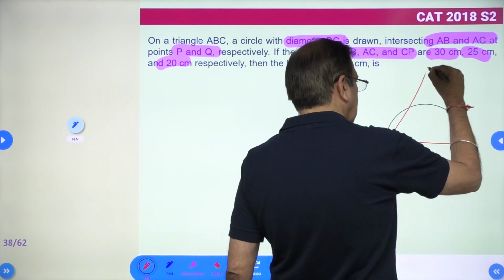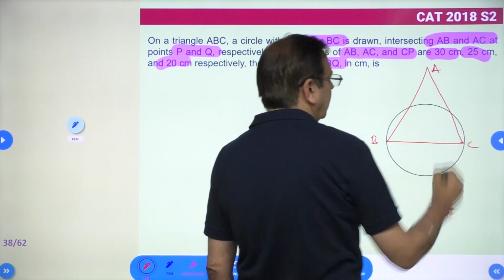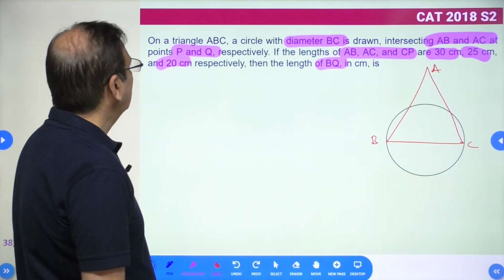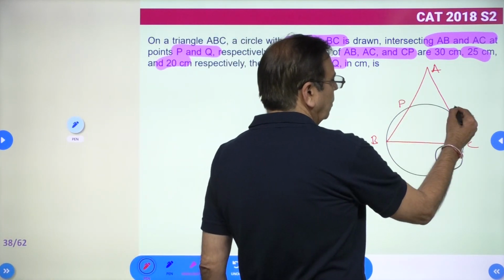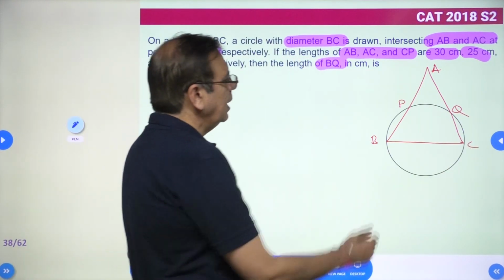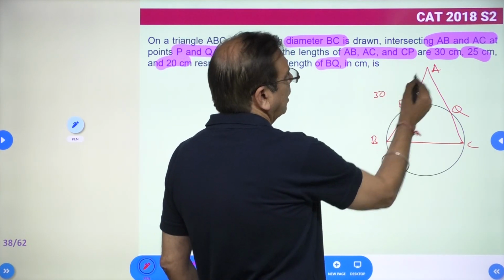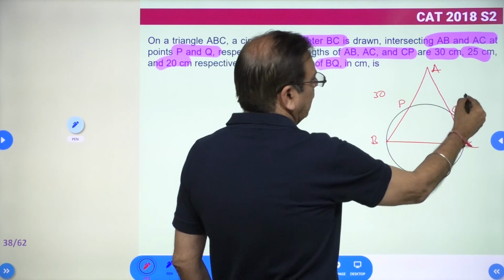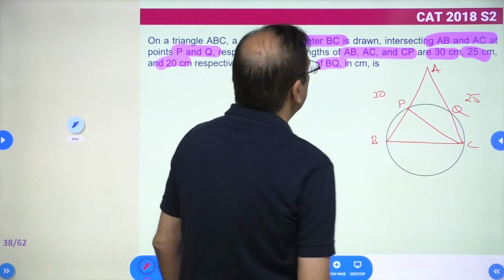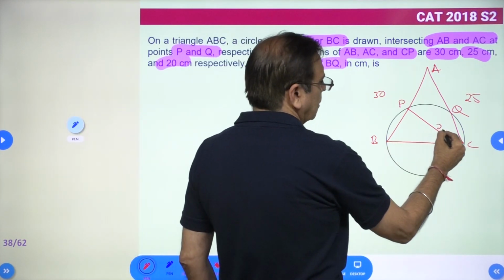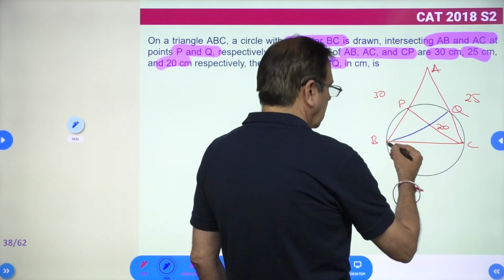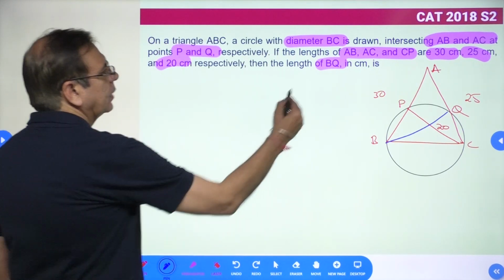Okay. So let me say this is A. So there is a triangle ABC with diameter BC drawn, intersecting AB and AC at P and Q respectively. This is P and Q. Lengths of AB, AC and CP: AB is 30, AC is 25 and CP is 20. What do we need to find? We need to find the length of BQ.